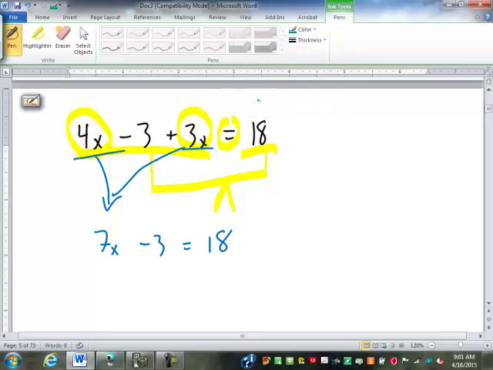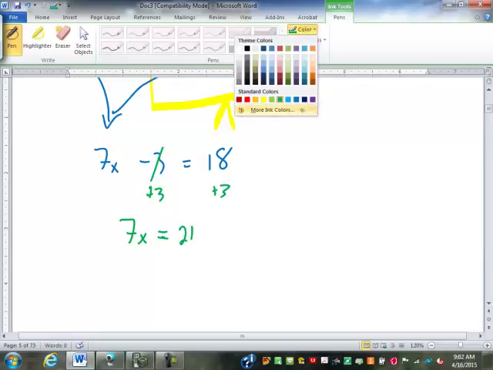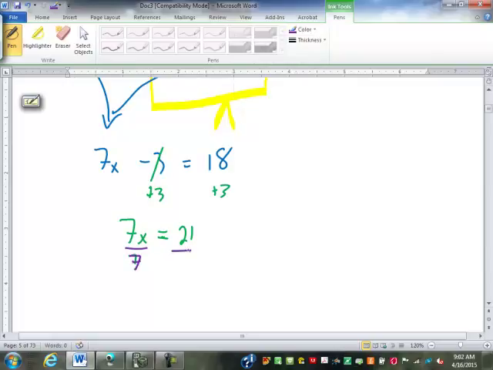And now it's just a matter of solving it like any other equation. What do we do next? Add 3. So 7x equals 21. And we divide by 7. So yes, x equals 3.